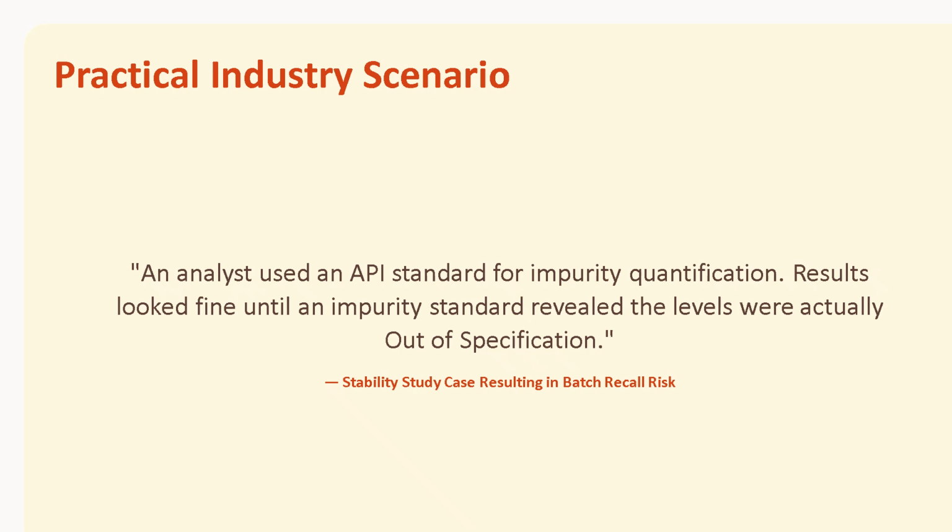Let me share a real industry scenario. In a stability study, an analyst used API reference standard to quantify impurities. The results looked acceptable. Everything was within specification. But later, impurity standard became available. When reanalyzed using impurity standard, the impurity level was actually out of specification. This created serious concern. It triggered investigation and potential batch recall risk, all because the wrong reference standard was used. This shows how critical this decision really is.